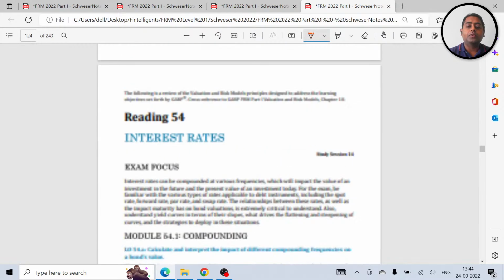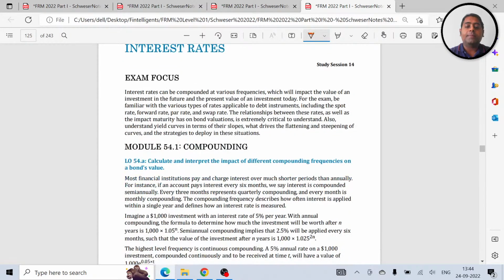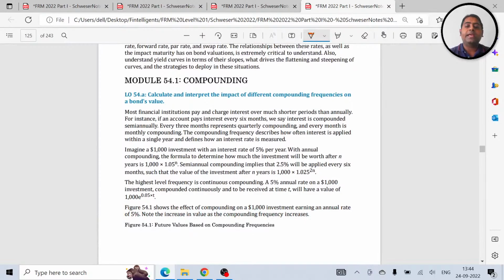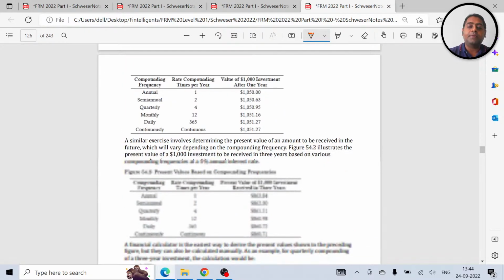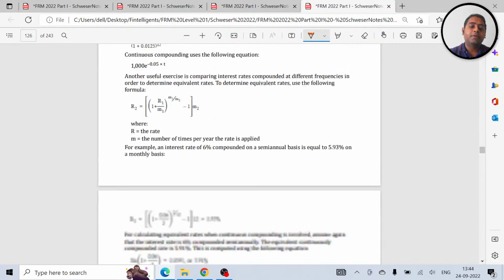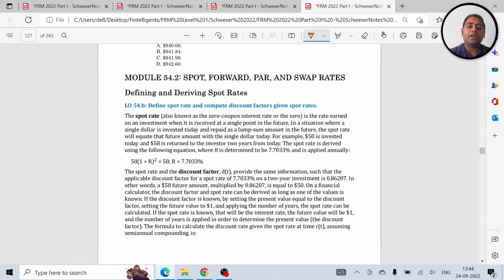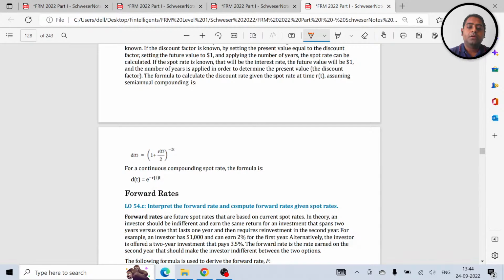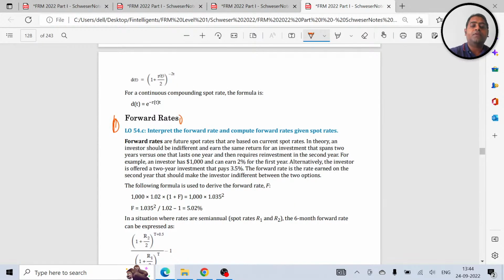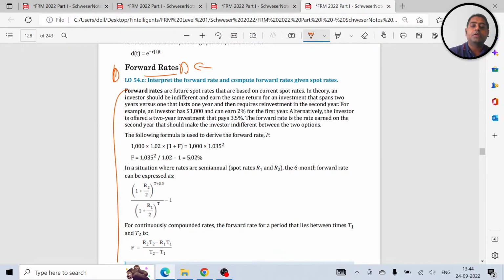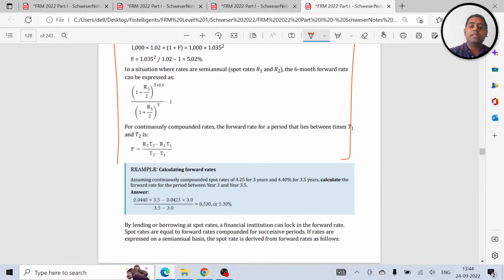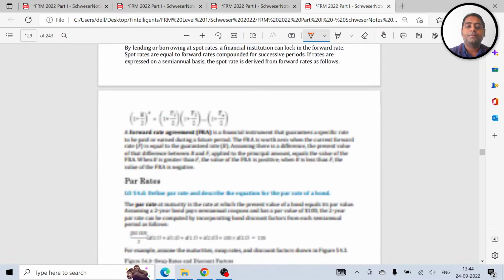Directly taking you towards the next section, which is interest rate. Compounding part, very unlikely that they might ask you on the basics of compounding and the formula in the exam, because this is very easy. Deriving spot rate, discount factor, not so important. Forward rate is important. Don't skip that. Whatever is there over here, you should be comfortable, and the sum you should be comfortable.